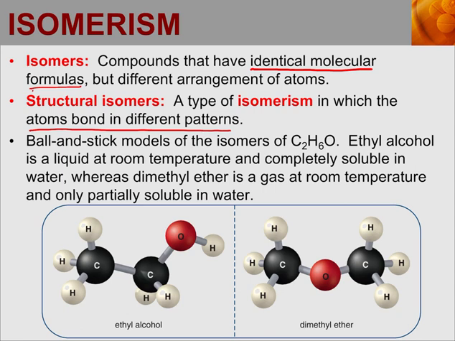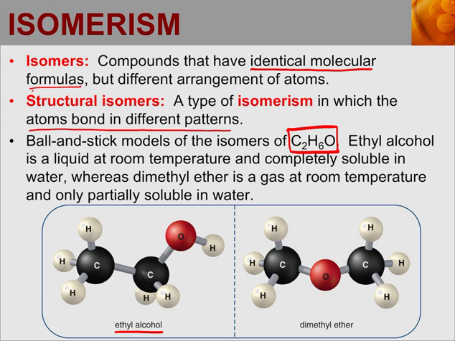So down below you can see two different structures that have the same exact molecular formula, which is C2H6O. So each of those compounds below has 2 carbons, 6 hydrogens, and 1 oxygen. But depending on where each of those atoms are in relation to each other, we can end up with different structural isomers.